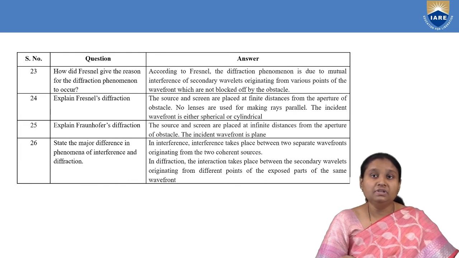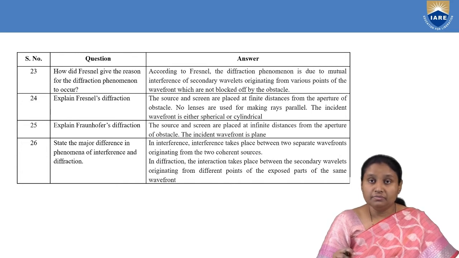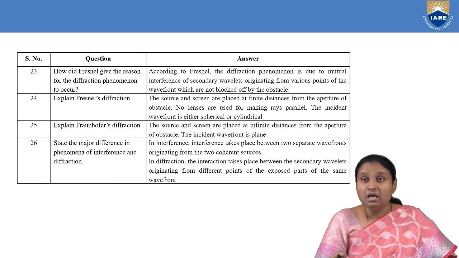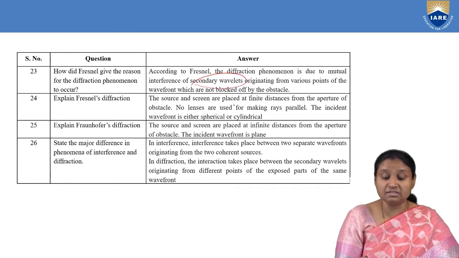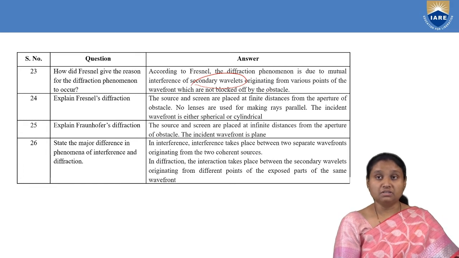Then how did Fresnel give the reason for the diffraction phenomenon to occur? So what is it according to Fresnel? He told that when we take each and every point on the primary wavefront, we'll have different secondary waves coming out, and as we know that diffraction is nothing but bending of light and also spreading of light waves, and that spreading of light waves is nothing but spreading of secondary wavelets. So according to Fresnel, the mutual interference of secondary waves originating from various points of the primary wavefront which are not blocked by the obstacle will give rise to the diffraction phenomenon.